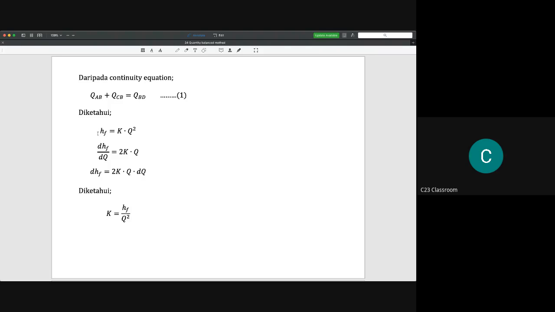And then from our previous lesson, we know that the head loss can be calculated by using KQ squared. And we could differentiate this term with respect to Q. So we have dHf over dQ, it will become 2KQ. And then we rearrange, we bring the dQ here to the right hand side. So we have dHf equal to 2KQ dQ. And then we could also rearrange this term to be written as K equal Hf over Q squared.